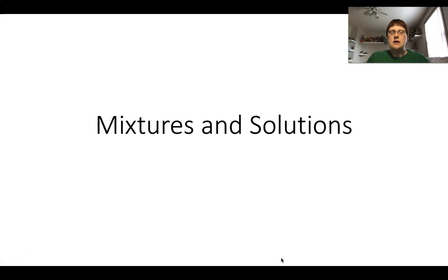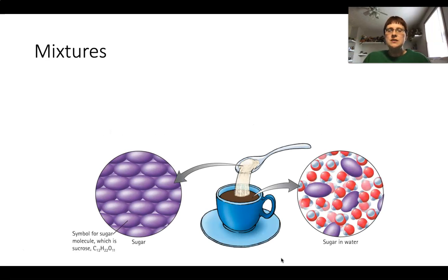Right, so let's talk about mixtures and solutions. So we're going to be looking at what these are and also things like solubility. So how you can look at what rate things are dissolving, things like that. So first, let's look at what it means to be a mixture versus what it means to be a solution.